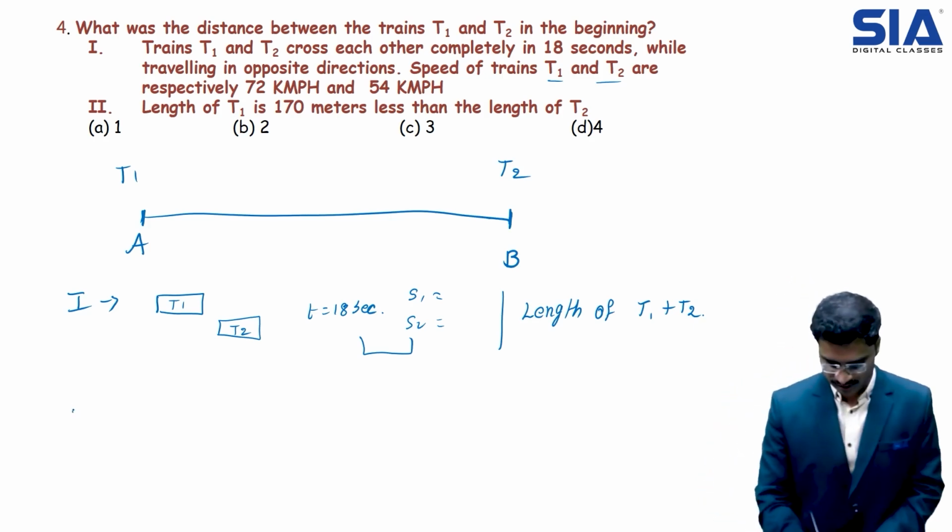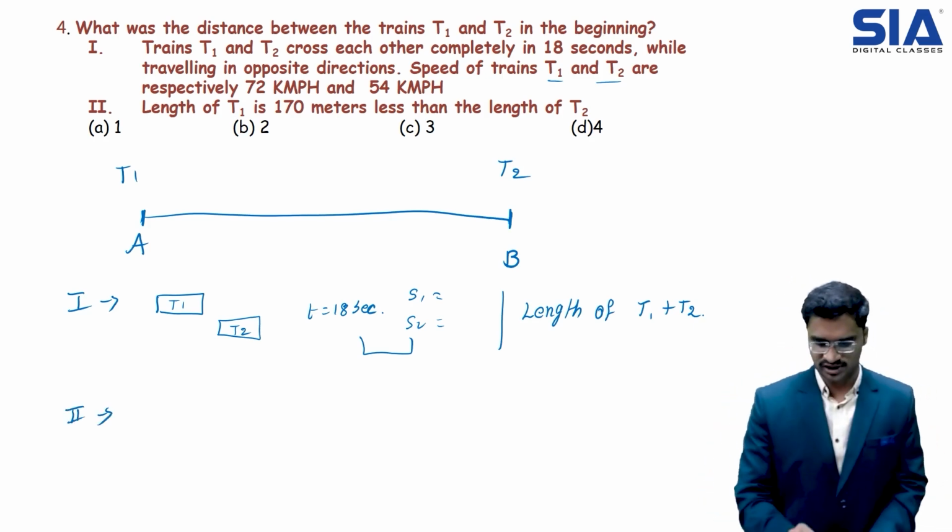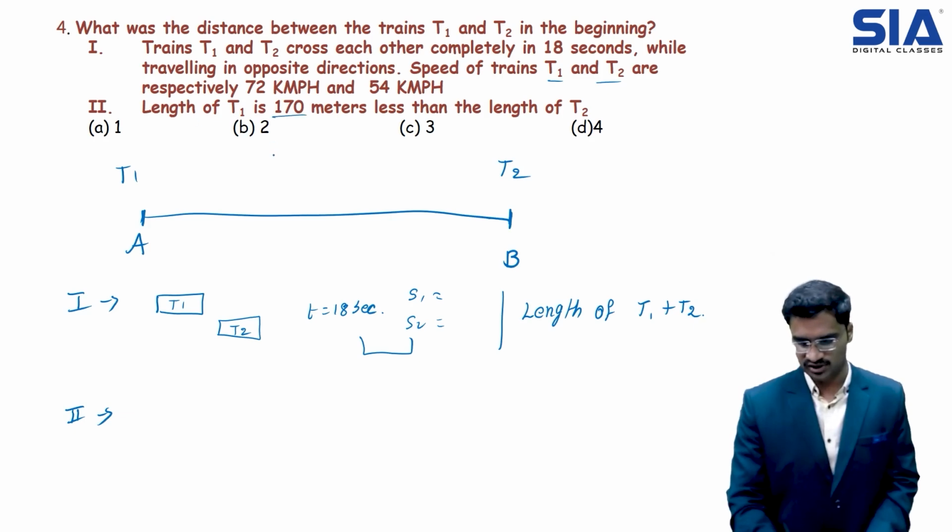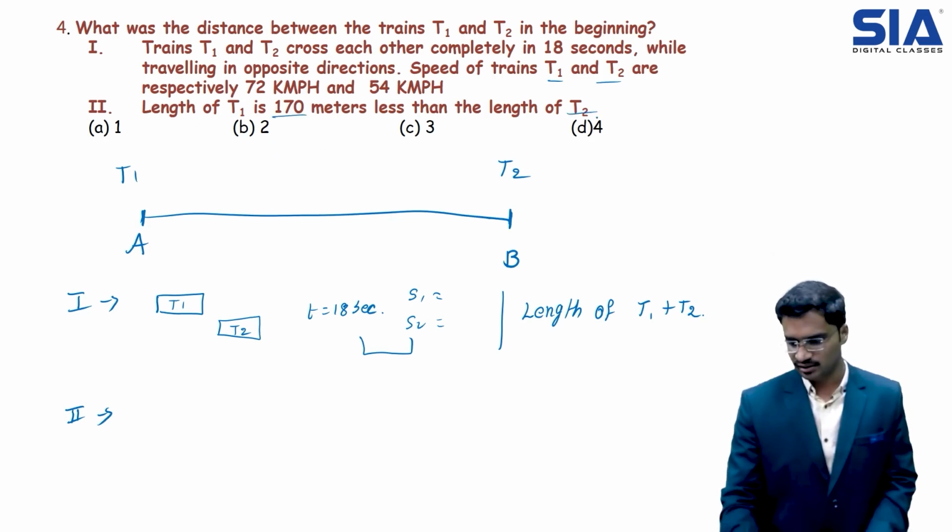Now coming to statement 2. Statement 2 says that the length of train 1 is 170 meters less than that of train 2.